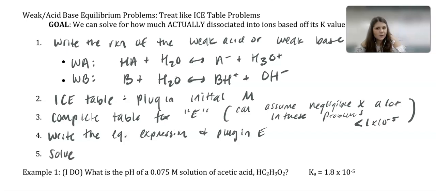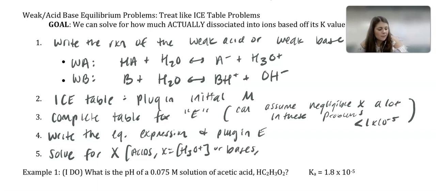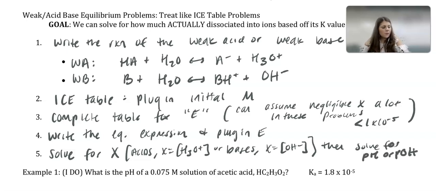Next, last step, solve for X. For acids, X will equal hydronium from your ice table. Or here, if you're doing bases, your X will equal the hydroxide. And again, this is all from your ice table. And then solve for pH or pOH. I doubt you solve for pOH, but it doesn't hurt to just do that, okay?